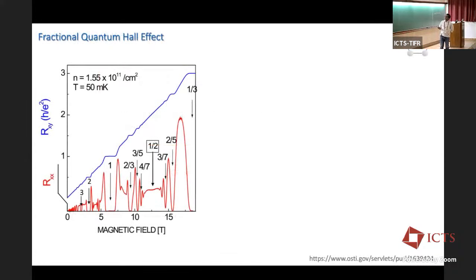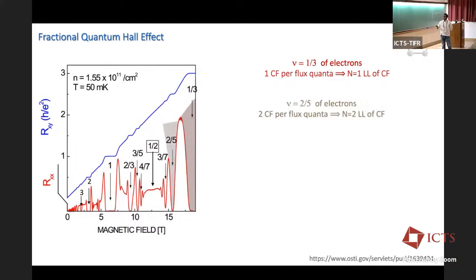But this again is not the whole story. You have these other fractions, 2/5, 3/7, so on and so forth. How do I get it? Well, 1/3, you can think of adding 1 composite fermion per flux quanta. This is the filling factor 1 of the composite fermions. Come to filling factor 2/5. This is 2 composite fermion per flux quanta. This is the filling factor 2 of the composite fermions. 3/7, I have 3 composite fermion per flux quanta. This is the filling factor 3 of the composite fermions.